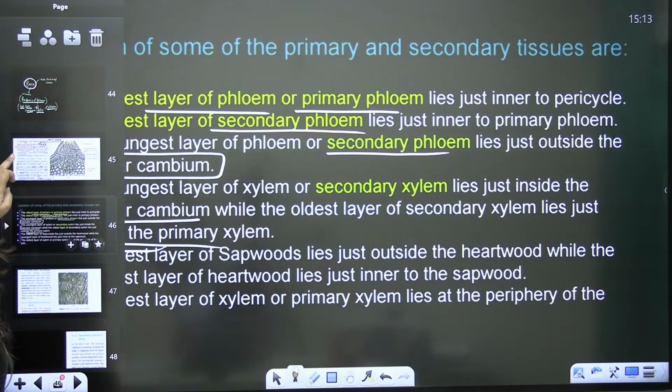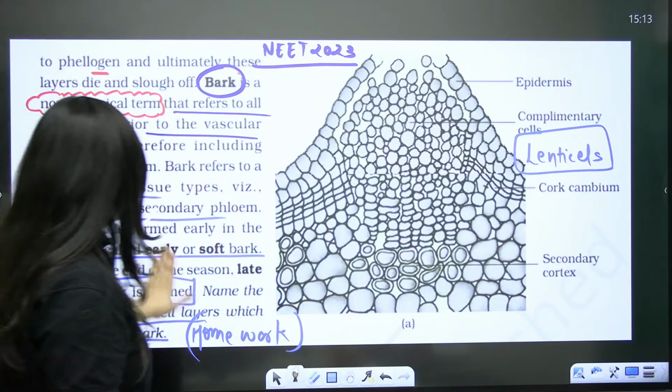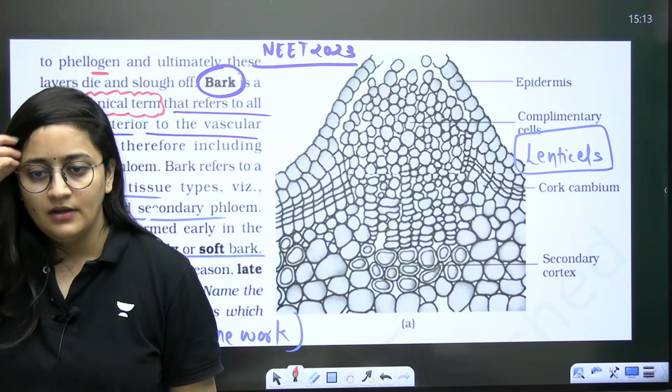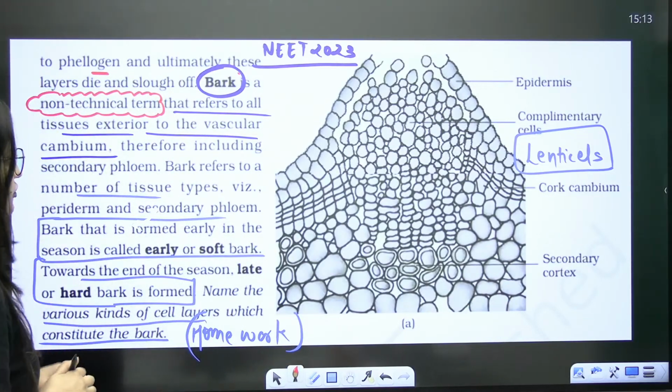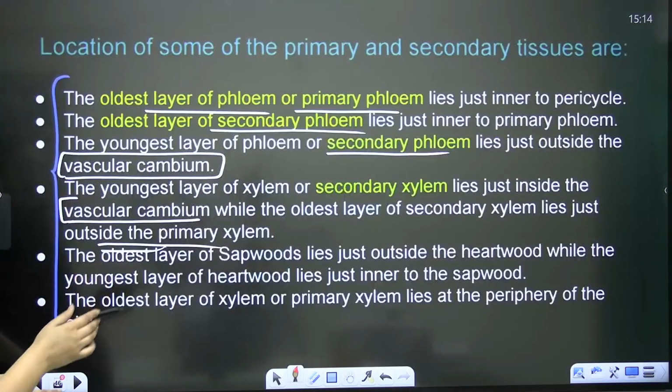And if you understand this topic properly, there is no need to cram it, bache. It is the easiest topic, let me tell you. Actually, it is the easiest topic. So here you can see this diagram. This is basically of lenticels.